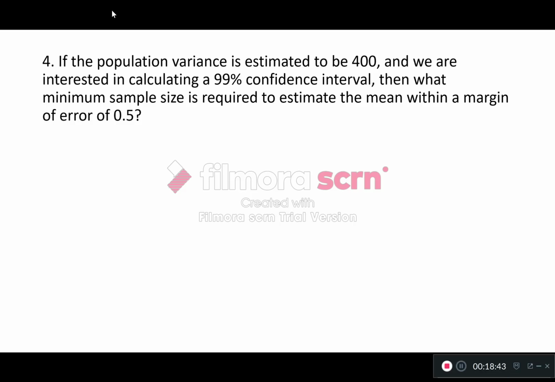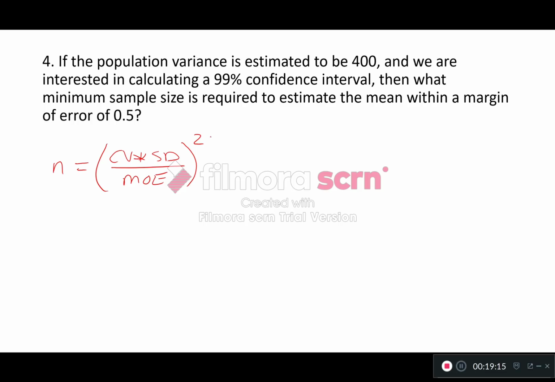So first thing we're going to do is actually write out the formula for our problem so we can see what components we need. So our formula is that n, or our minimum sample size, is going to be equal to our critical value times our standard deviation all over our margin of error squared. So looking at the components for this problem, the critical value, the standard deviation, and the margin of error are the three things that we're going to need.